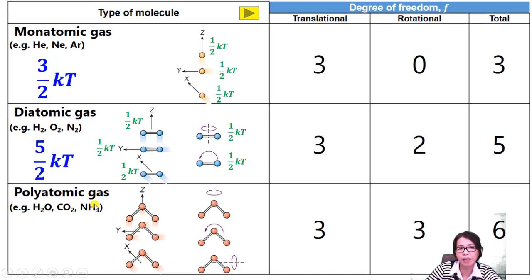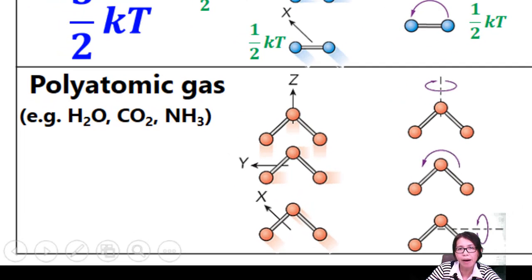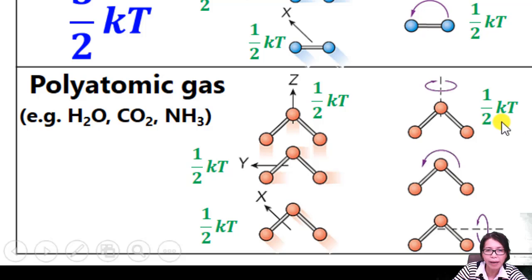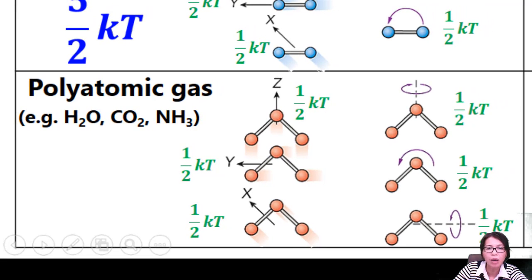What about polyatomic gas? So for polyatomic gas, they have 3 degrees of freedom for translational motion. So they have 1/2 kT, 1/2 kT, 1/2 kT. Besides that, for rotational motion, they also have 3 degrees of freedom. So they have half kT, half kT, half kT for each degree of freedom in the rotational motion. So when we total up 1, 2, 3, 4, 5, 6.